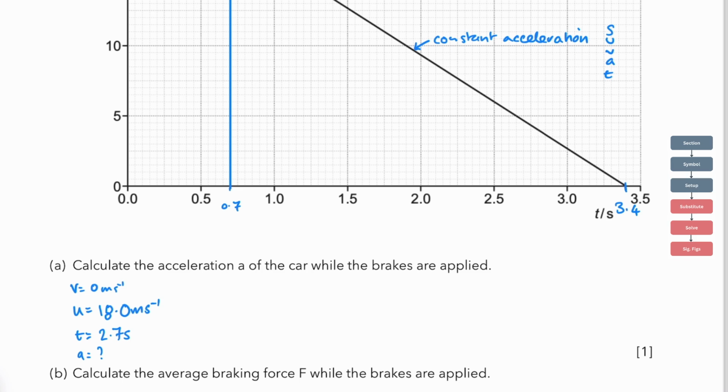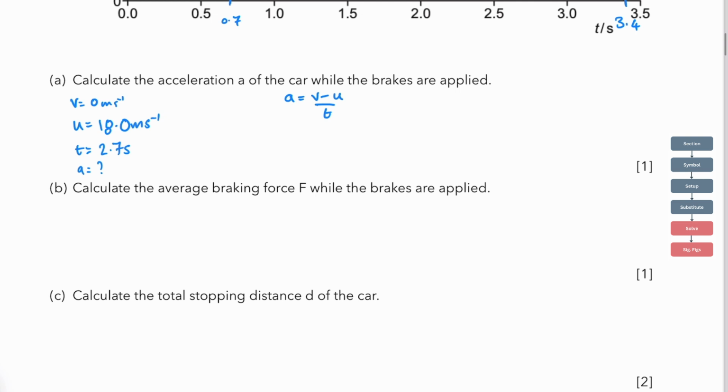Let's head to our data booklet and set up the correct equation. Well, the correct equation we're going to use in this case is a equals v minus u over t. Then we're going to substitute. So final speed is 0, initial speed is 18, divided by t. And then we're going to solve. a is equal to minus 6.6 recurring.